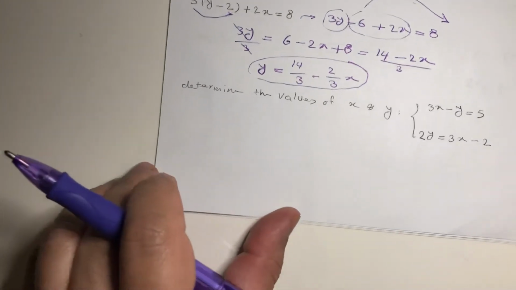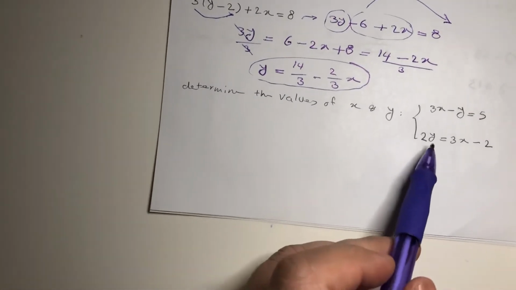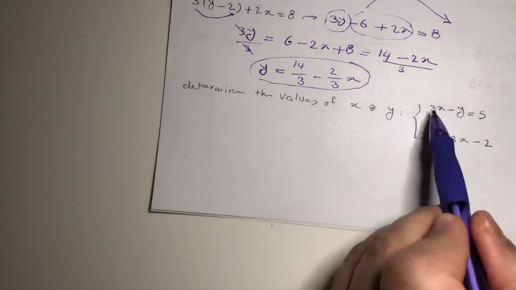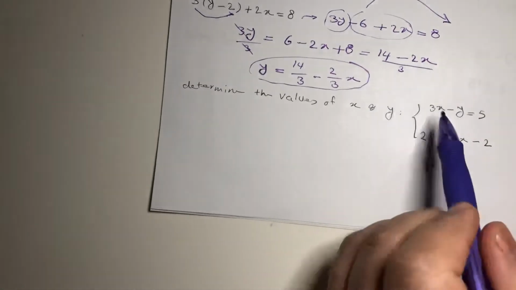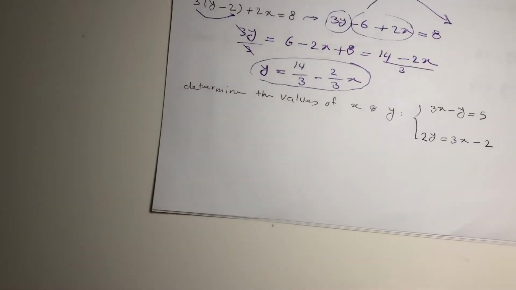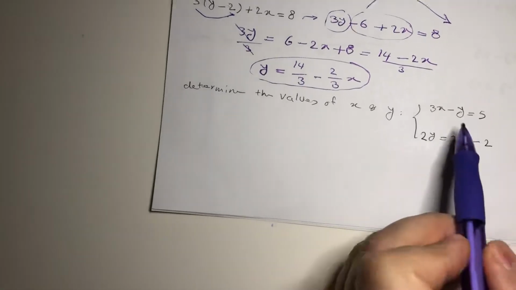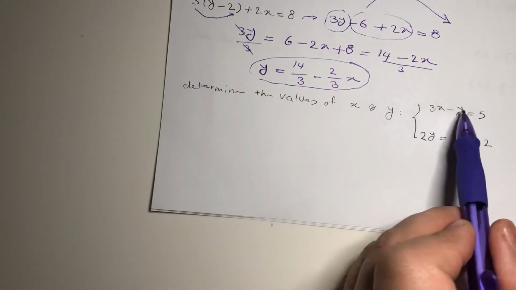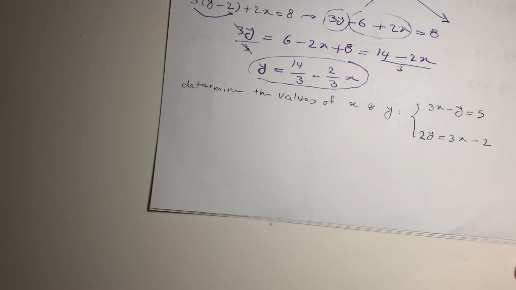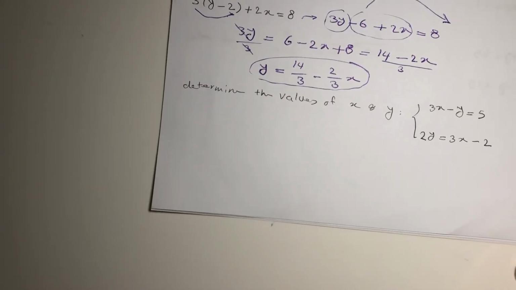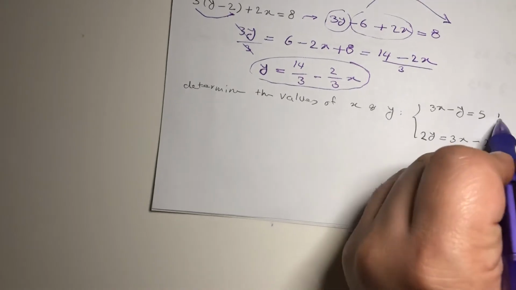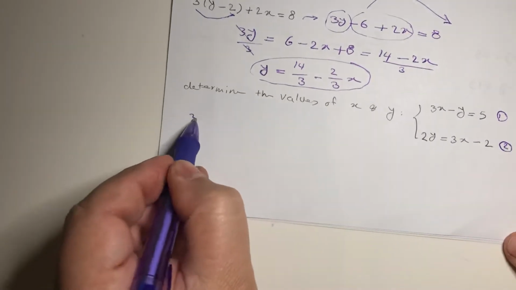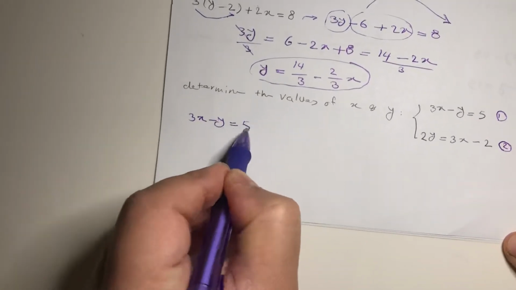Now let's have a look at this last example on this page, which is asking us to find the values of x and y. So here we have two equations and two variables which are unknowns, x and y, okay? In this type of questions, a simple way of solving it is in one of the equations we find one variable in terms of the other, and then we put it in the other equation. Let's say this is equation number 1, this is equation number 2. In equation number 1, 3x minus y equals 5, right?